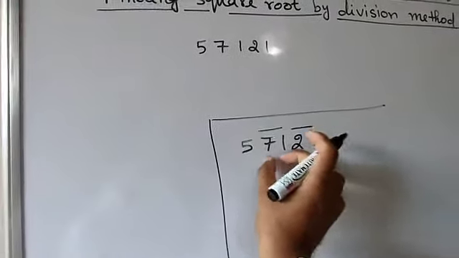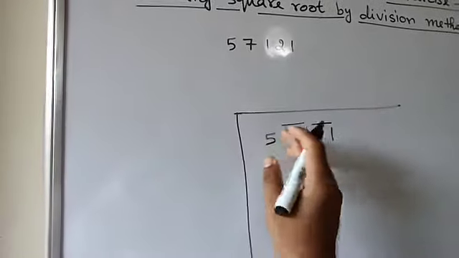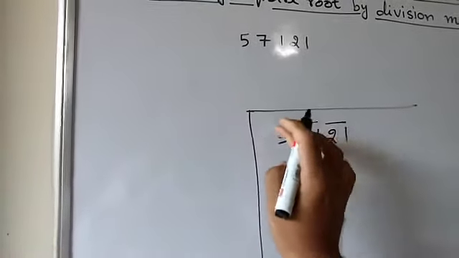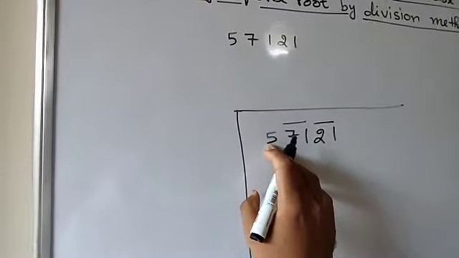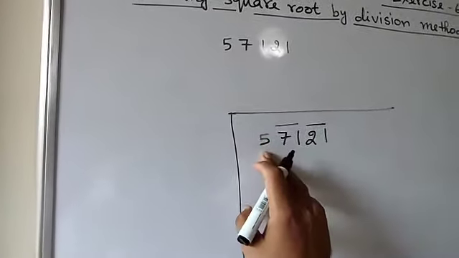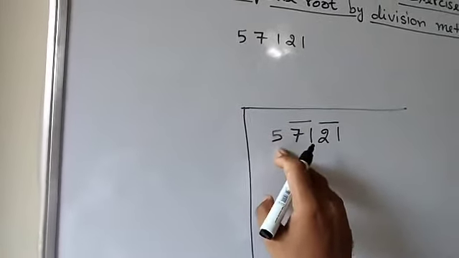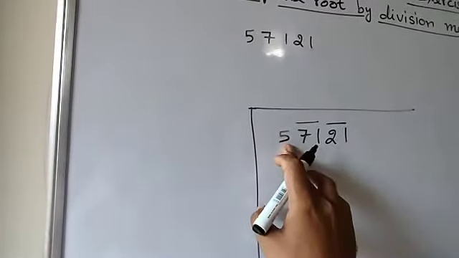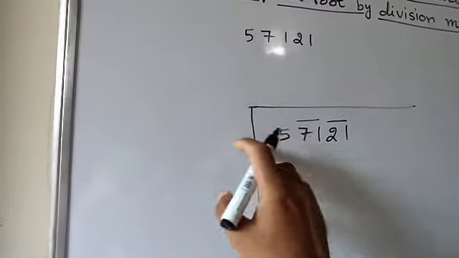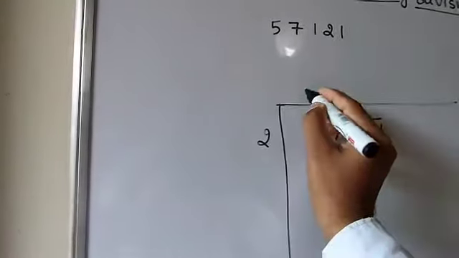So here I have made the pairing. Now, only one digit is there at the left, here 5, then the second pair, and the third pair. So you need to find a number whose square is either equal to 5 or less than 5. Like 1 times 1 is 1, 2 times 2 is 4, that is less than 5, 3 times 3 is 9. So 3 times 3 is 9, which is greater than 5. So you will write 2 here and 2 here.